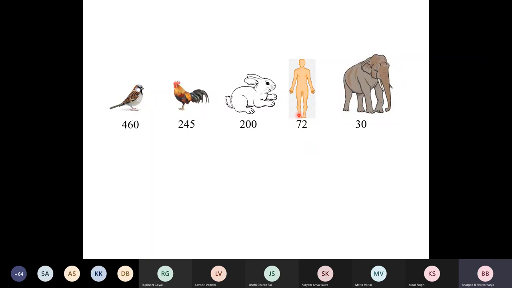For a human being, we know that it is around 72. Elephant is a big animal. It is 30. So could you please tell me why, just from common sense, such a difference is observed in nature? Why are such differences observed in nature?